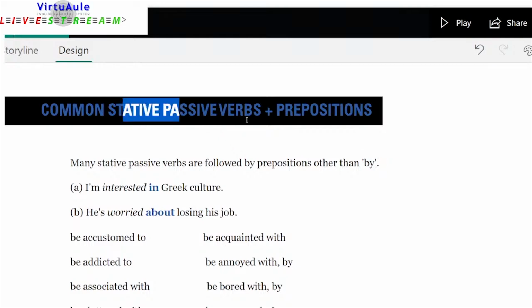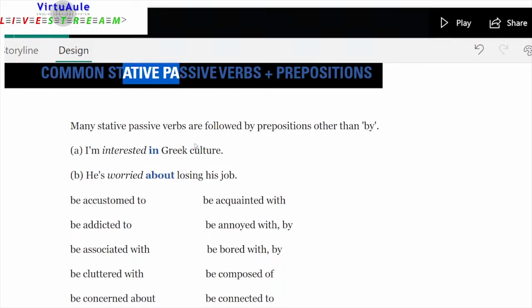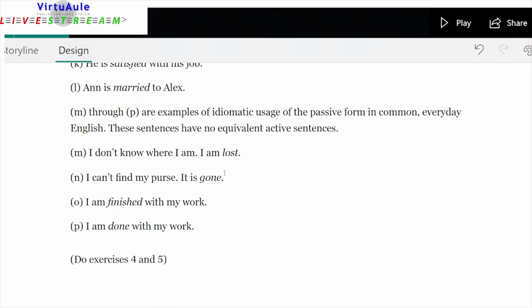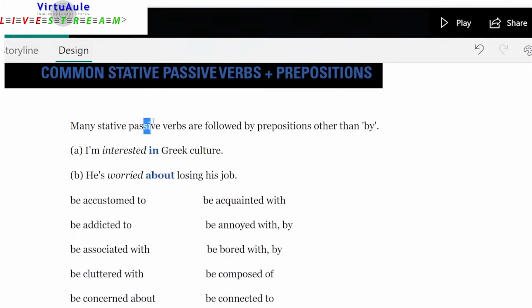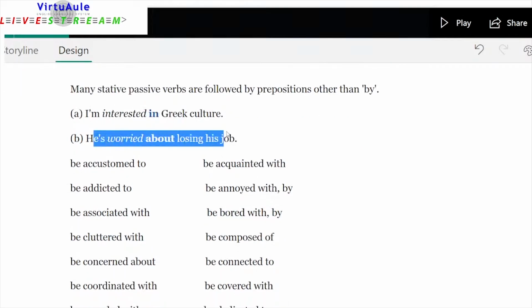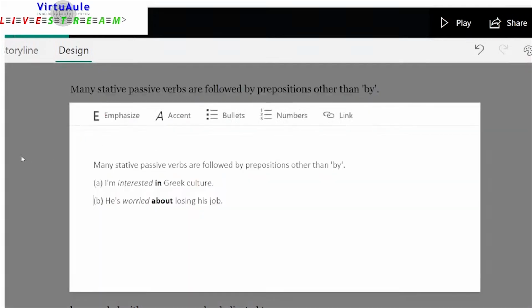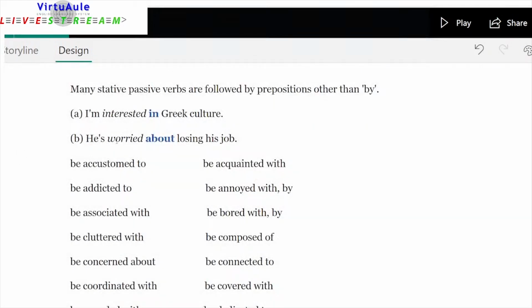verbs plus the prepositions that follow. We saw a couple of examples up here. I'm interested in Chinese art. Okay, many stative passive verbs are followed by prepositions other than by. I'm interested in Greek culture. He's worried about losing his job. Now, these prepositions are problematic because you cannot just invent another preposition. They are collocated. They are together. They're like glue. It's like one word.